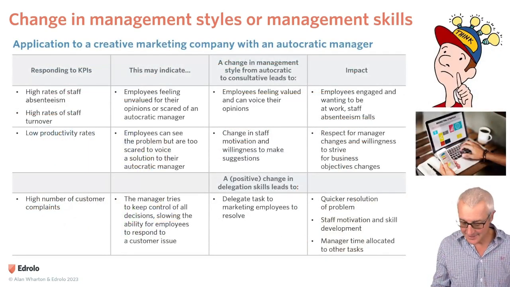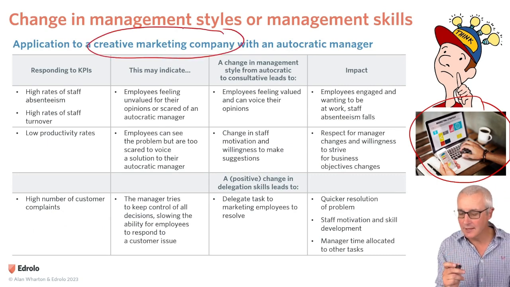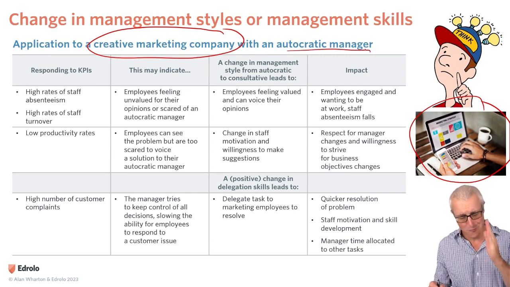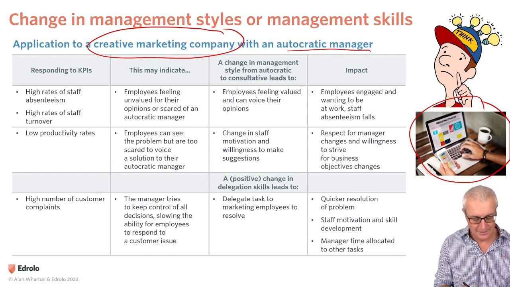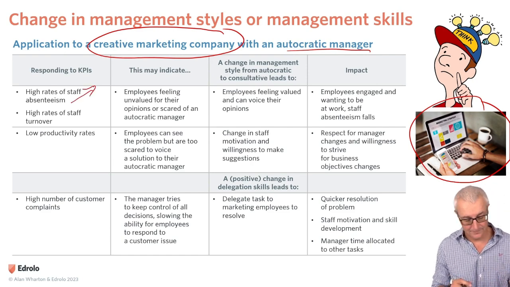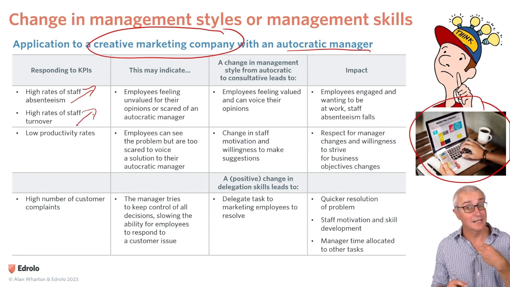Let's take this scenario where we have a very creative marketing company with a very autocratic manager telling you what to do. In this very autocratic style, we've got some KPIs coming through that are telling us that there's an increasing rate of staff absenteeism. More staff are taking days off. We've also got higher rates of staff turnover. Staff are literally leaving us at the end of the year and need to be replaced. So that's an issue.